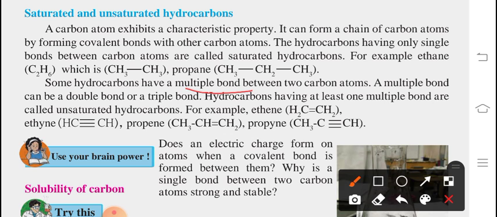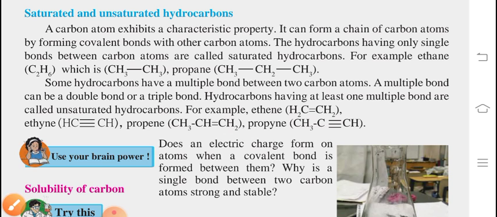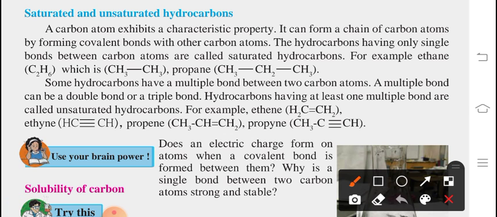Suppose ethene. Ethene has a double bond. Ethyne has a triple bond. Propene has a double bond. Propyne has a triple bond. You can observe here, you can count as I said previously, the number of hydrogens is going to change, then their name is also going to change. So that is why naming is changing, and why this single bond, double bond, triple bond is forming. This study you will have in the next standard.